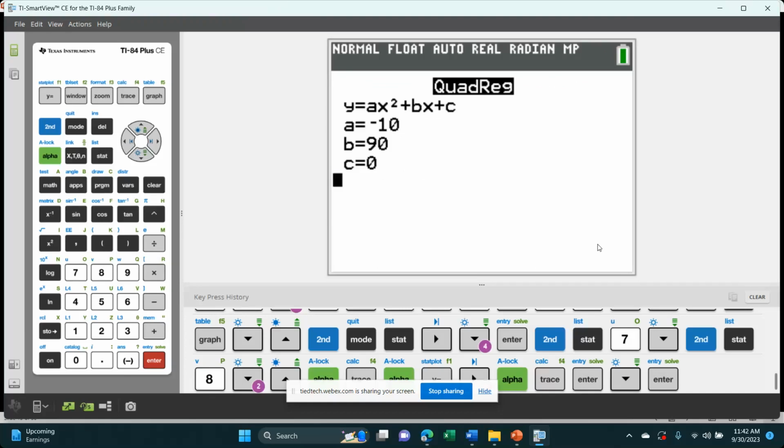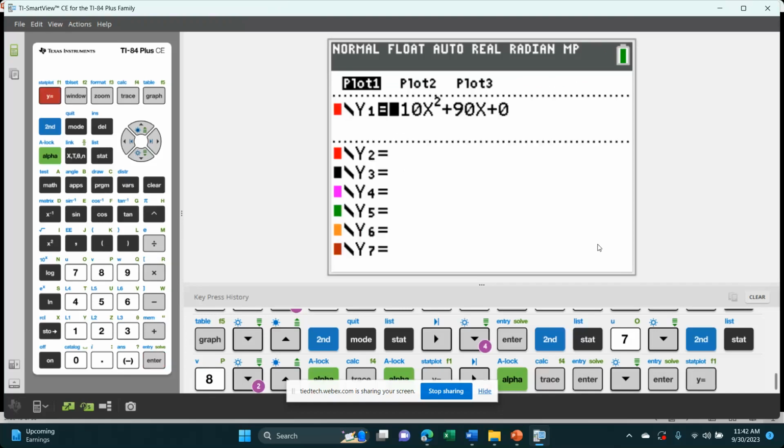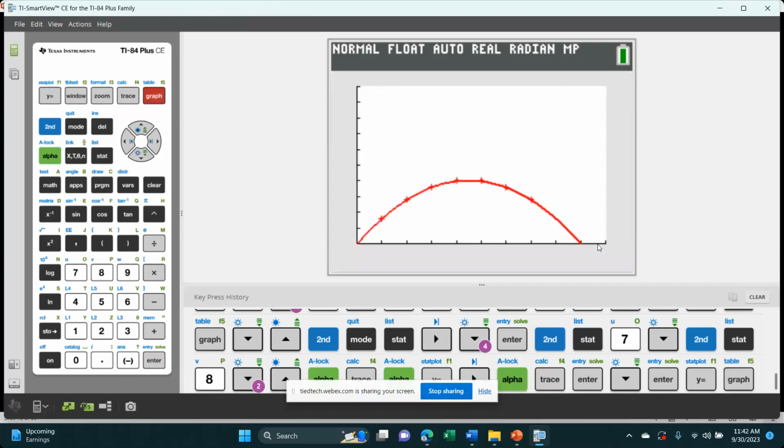Should they recognize that A should be negative? So once I've done that, I'm going to go to Y equals here, and I'm going to look and see, there's my equation. And then notice that we have a nice graph of that.